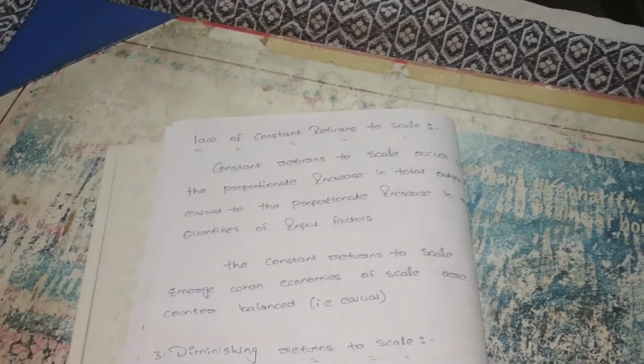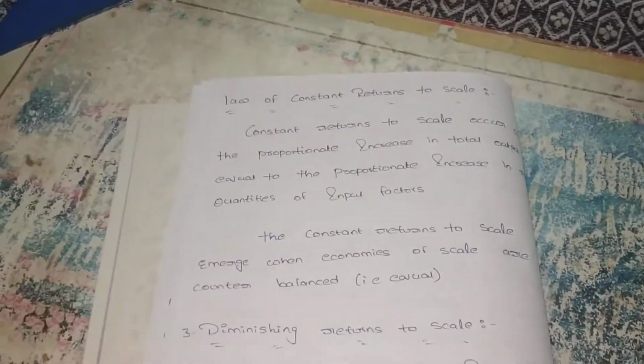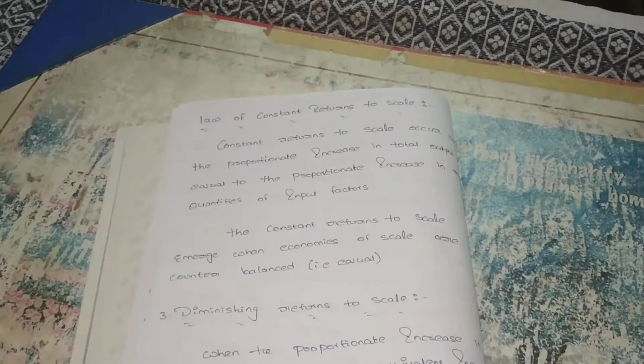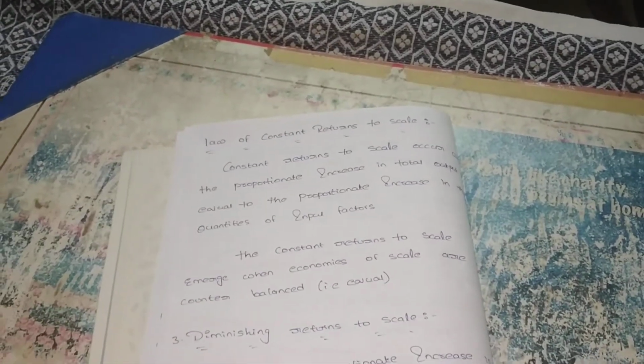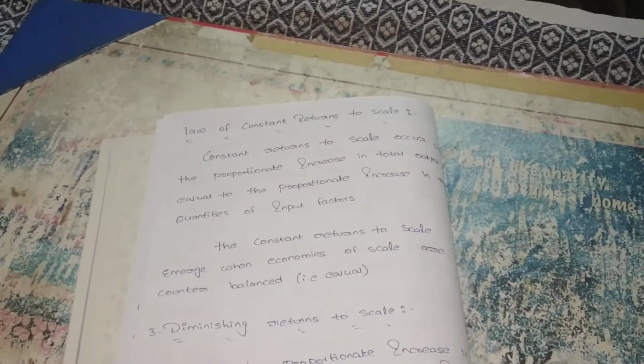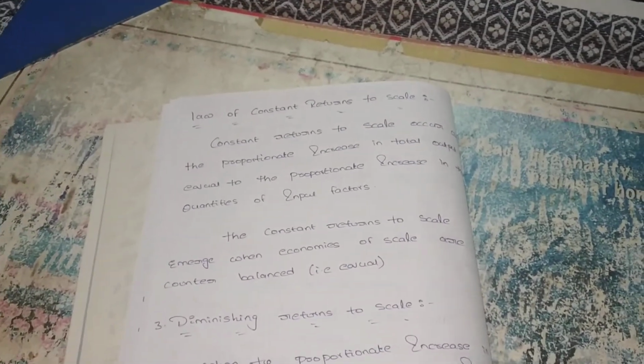Don't get confused. In the first case output increases at an increasing rate, in the second case at a constant rate, and in the third case at a decreasing rate. So in exams they ask like that: in which stage does output increase at a decreasing rate? So don't get confused. In diminishing returns to scale, only in this case does output increase at a decreasing rate.